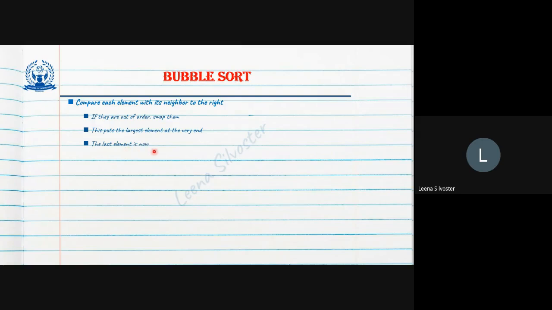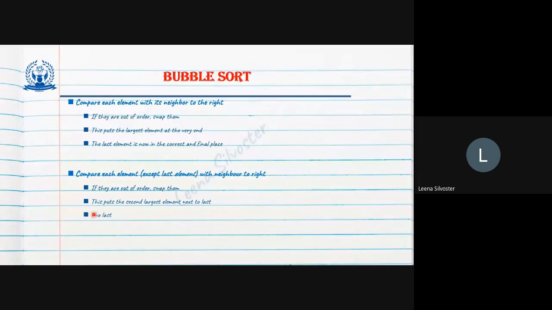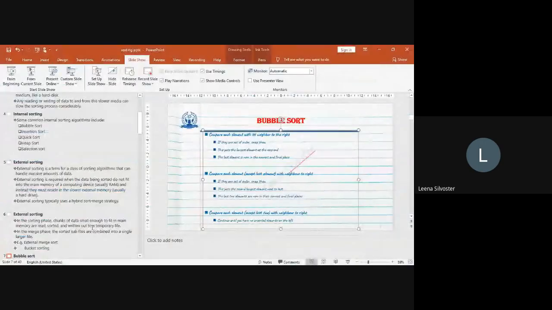The last element is now in its correct and final place. So compare each element except the last element with the neighbor to the right. If they are out of order, swap them. This puts the second largest element in the next to last place. So the last two elements are now in their correct and final places. Next we are going to compare each. Okay, I will explain the sorting first.